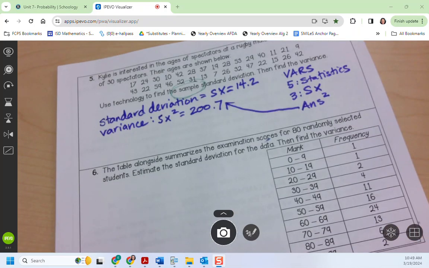Variance literally means how much the data set varies. And so it's like the average difference between each point and the mean.